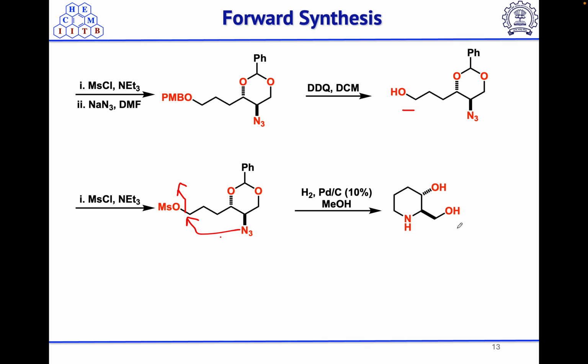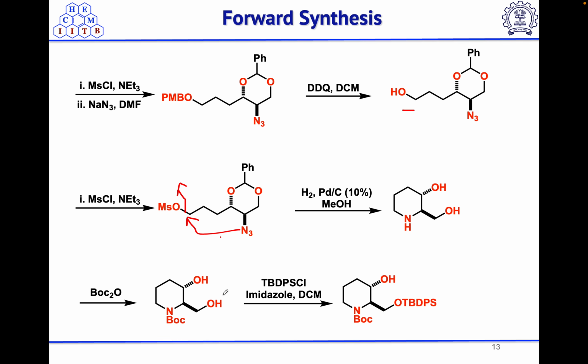So after that we have to protect this amine with Boc anhydride to get this Boc protected amine, a secondary amine. Then if we treat with one equivalent of TBDPS chloride and imidazole as a base in DCM solvent, what will happen? So this is the secondary alcohol and this is the primary alcohol.